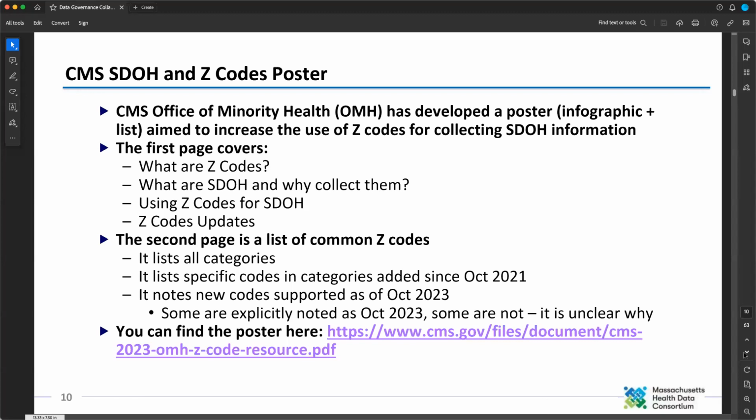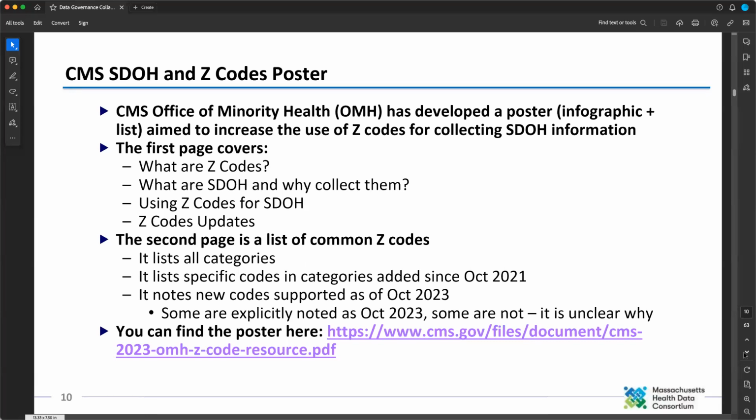And then the second page is a list of common Z codes, and they highlight the stuff that's newer. It lists all of the categories of Z codes, but it only lists specific codes under the categories. If some new code has been added since October 2021, it does in general indicate the dates that those codes were added, except it notes some as new, and on the ones that are noted as new, some are explicitly noted as October 2023, and some are not, and that's not clear why. So that's the one thing I would tell you.